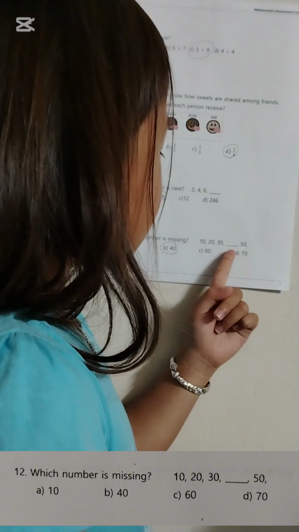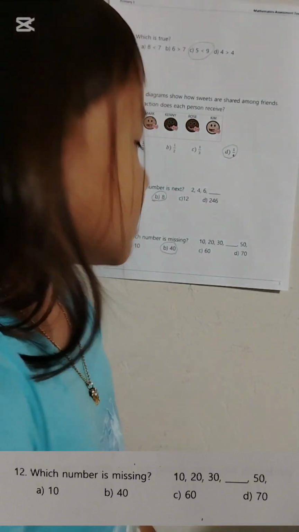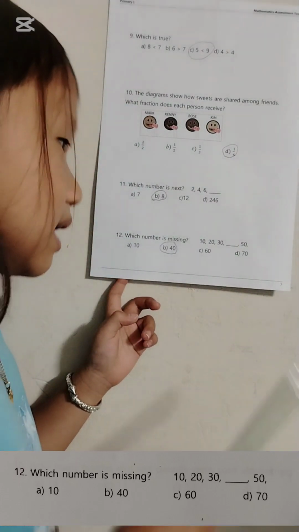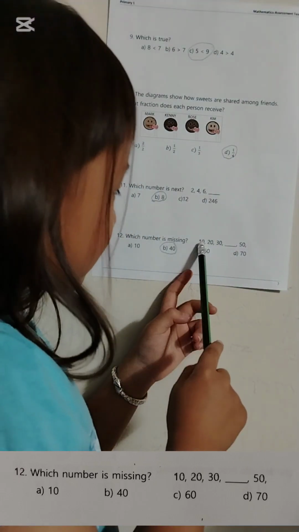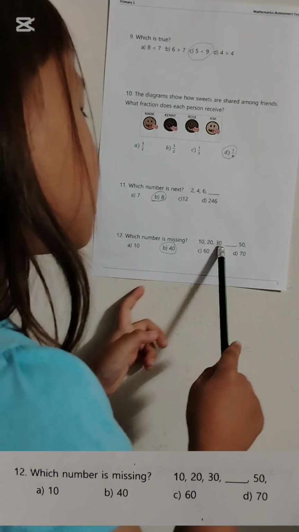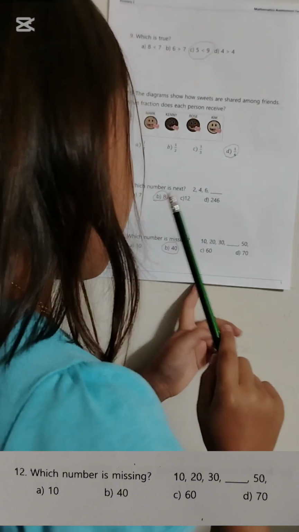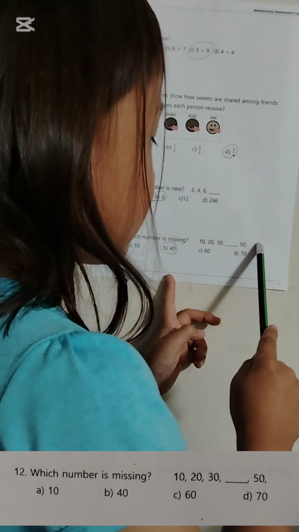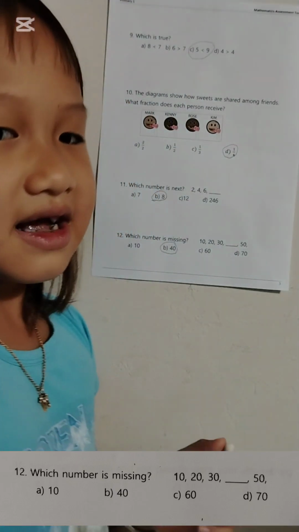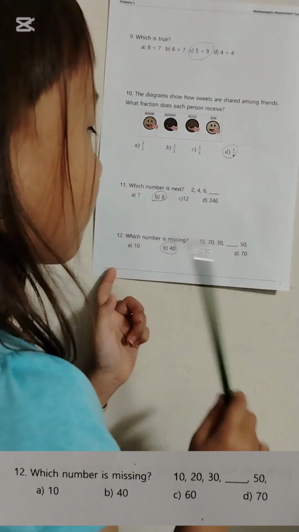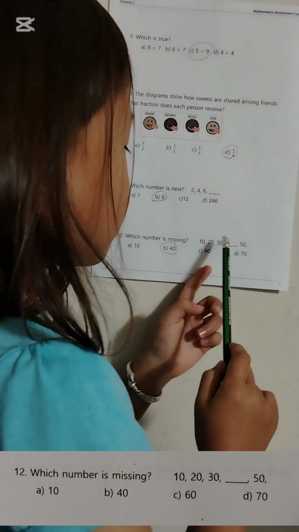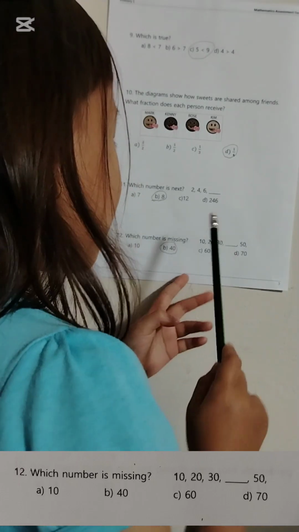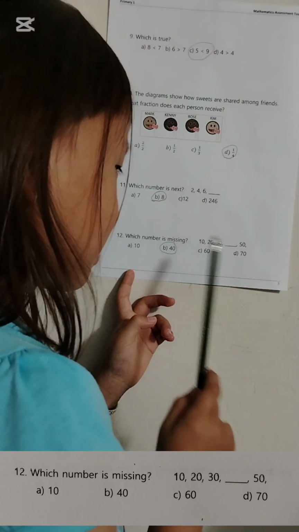But right here, D is 70. If we put it, we need to put it like this: 10 right here, 20 right here, 30 right here, 40 right here, and 60 right here, and 70 right here at the last one. So that will be the correct answer. But we need to put it right here. So the correct answer is 40.